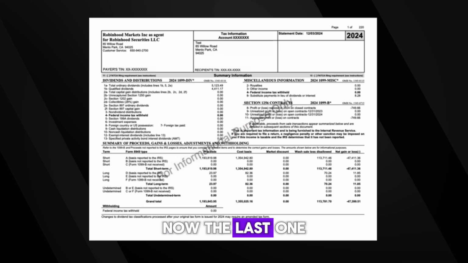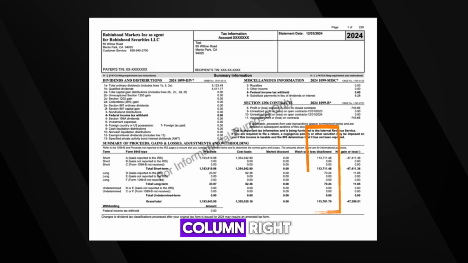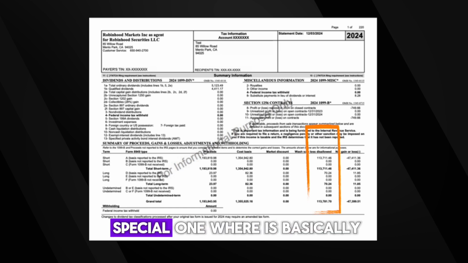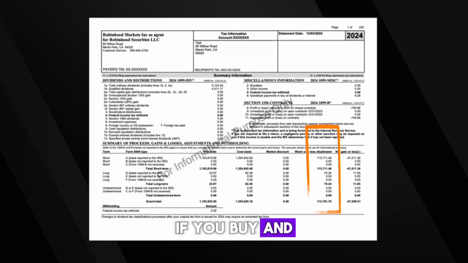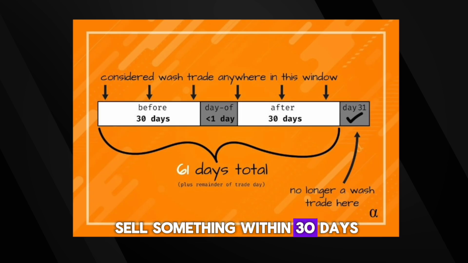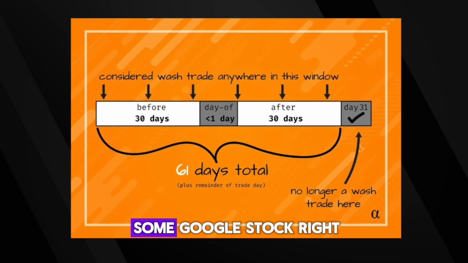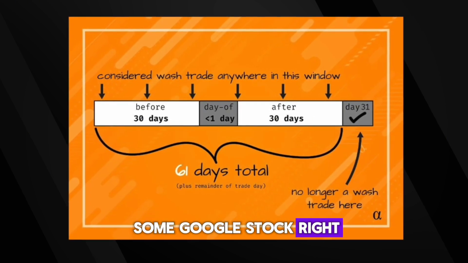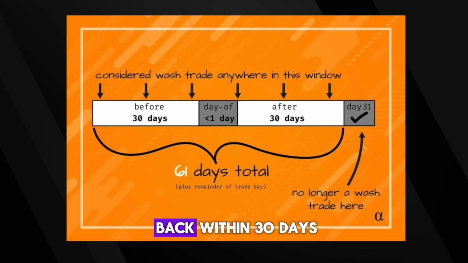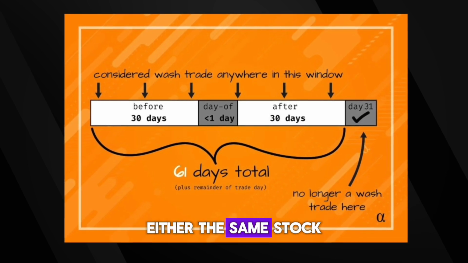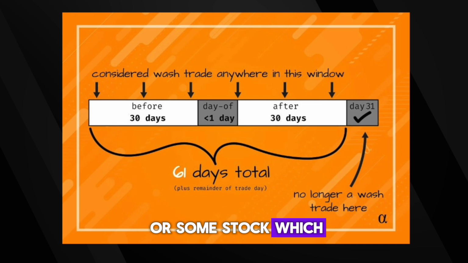Okay, now the last one is the wash sale column, right? This is a special one where, if you buy and sell something within 30 days, let's say you sell some Google stock, right? And you immediately buy back within 30 days either the same stock or some stock which is very similar.